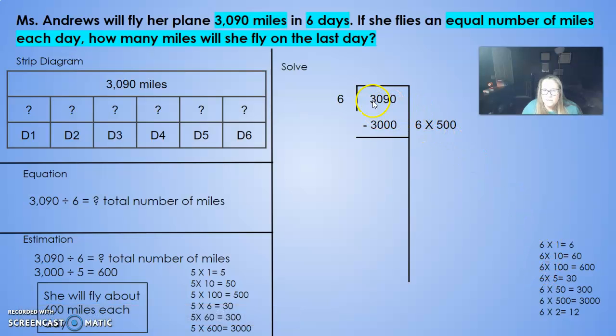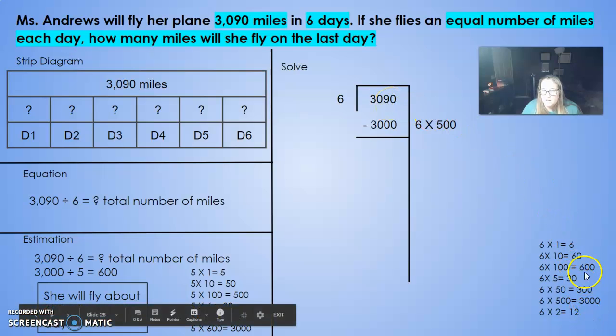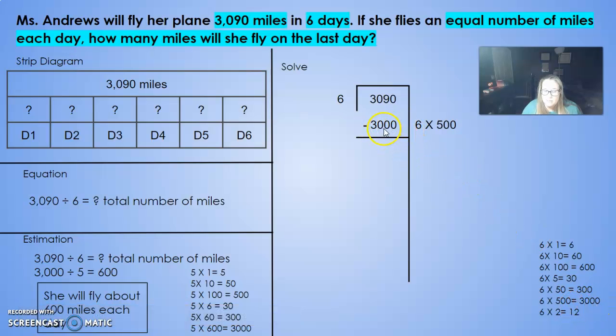I'm going to find the closest thing to 3,090. So when I look over here, the closest number I have to 3,090 is 3,000. So I'm going to put 3,000 over here, but I'm going to make sure to write my fact. 6 times 500 is what gives me 3,000, so I wrote it down. Now I'm going to subtract 3,090 minus 3,000. What is that? That's right, it's 90.